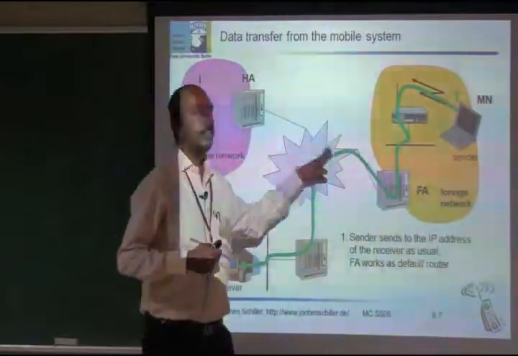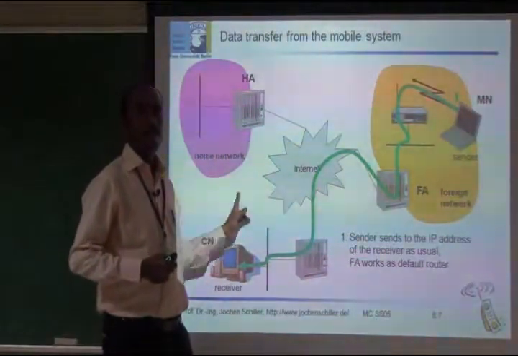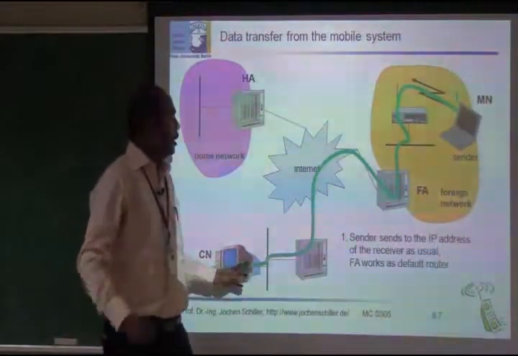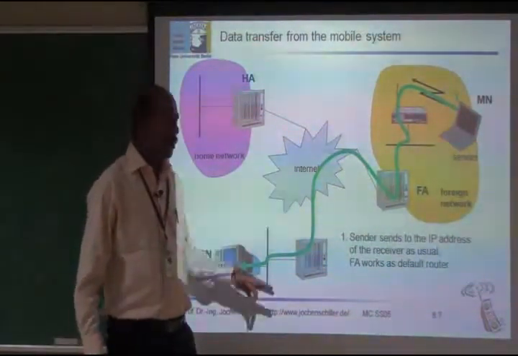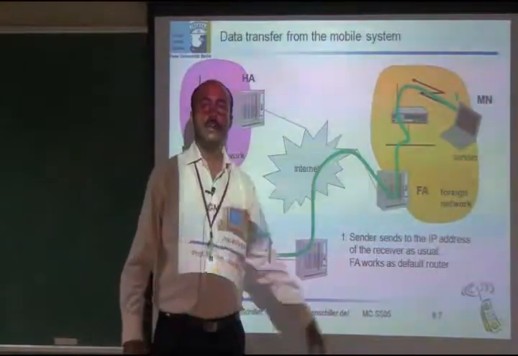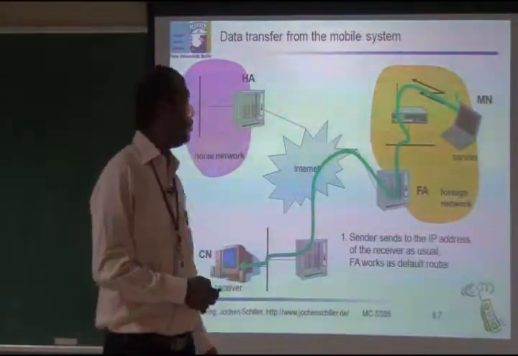Then it will send the details to the home agent, and the home agent will forward the details to the correspondent node. After that, in future, if the correspondent node wants to communicate with that particular mobile node, it will communicate directly with the mobile node by using the care of address.